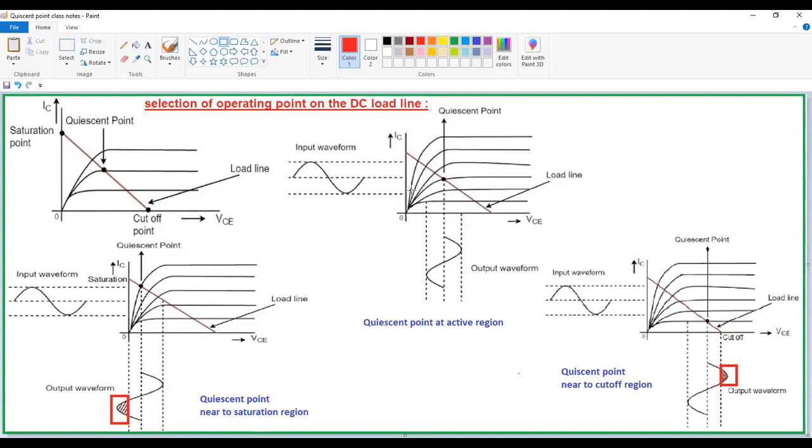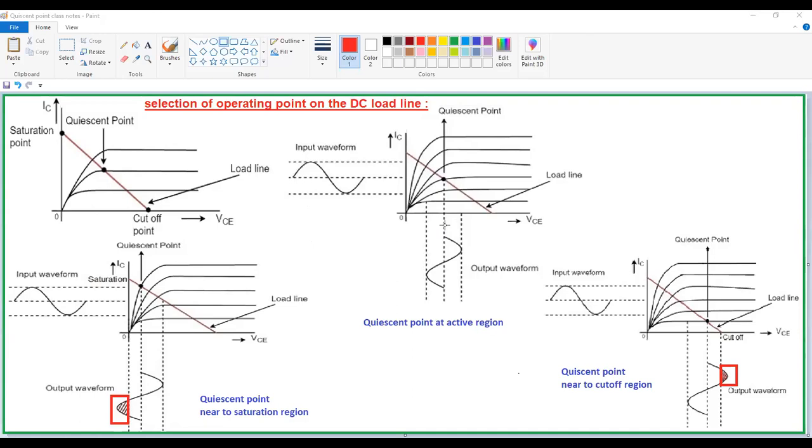Now here, if you observe, if the quiescent point is at the center of your DC load line, see here. Now this is a DC load line. Now this is the center of your DC load line. The quiescent point is at the center of your DC load line, in the active region. Then what will happen here? Now this is an input waveform. Now we are going to get the output waveform as an exact replica of your input waveform. That means there is no distortion in the output waveform. We are going to get the exact replica of your input waveform. So that's why we are going to connect the circuit in the active region.